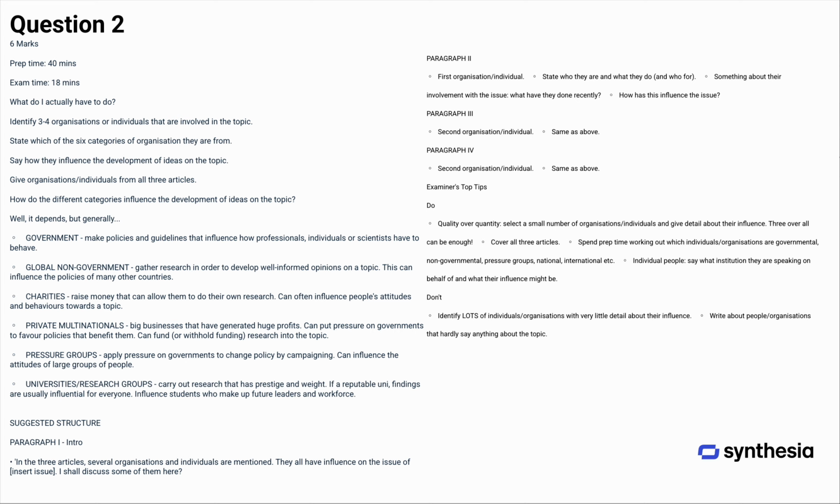How do the different categories influence the development of ideas on the topic? Well, it depends, but generally: government, global non-government, charities, private multinationals, pressure groups, universities, research groups.